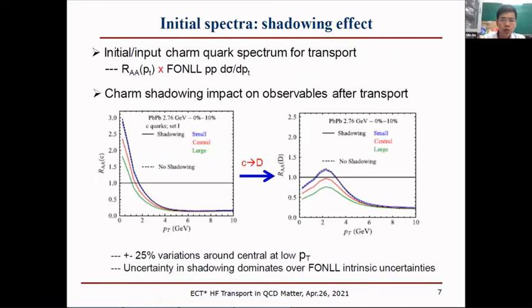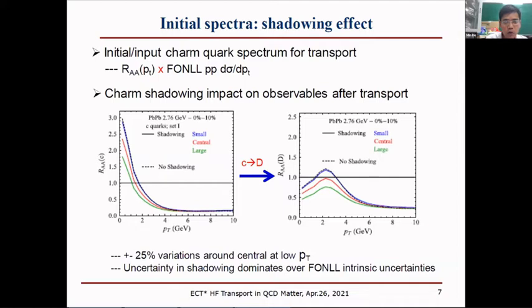Then the input charm quark spectrum at the starting point of simulating the charm quark diffusion in quark-gluon plasma should be obtained by convoluting the FONLL pp charm quark spectrum with the RAA of charm quark that arises solely from the shadowing effect, from the cold nuclear matter effect. This was already shown in a database constructed by this task force.